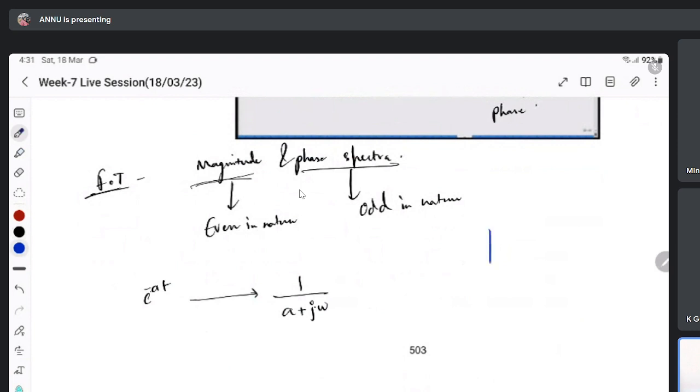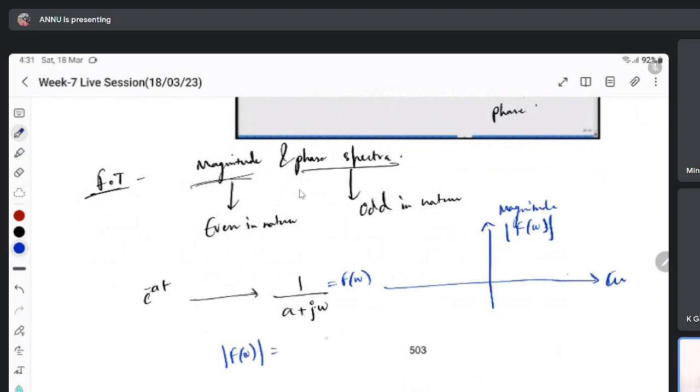So if you draw the spectra, the magnitude spectra, what is the magnitude spectra? If it is F of omega, then what will be the mod of F of omega? It should be 1 by a at omega equal to 0. The mod of F of omega square is equal to 1 upon a square plus omega square, right?